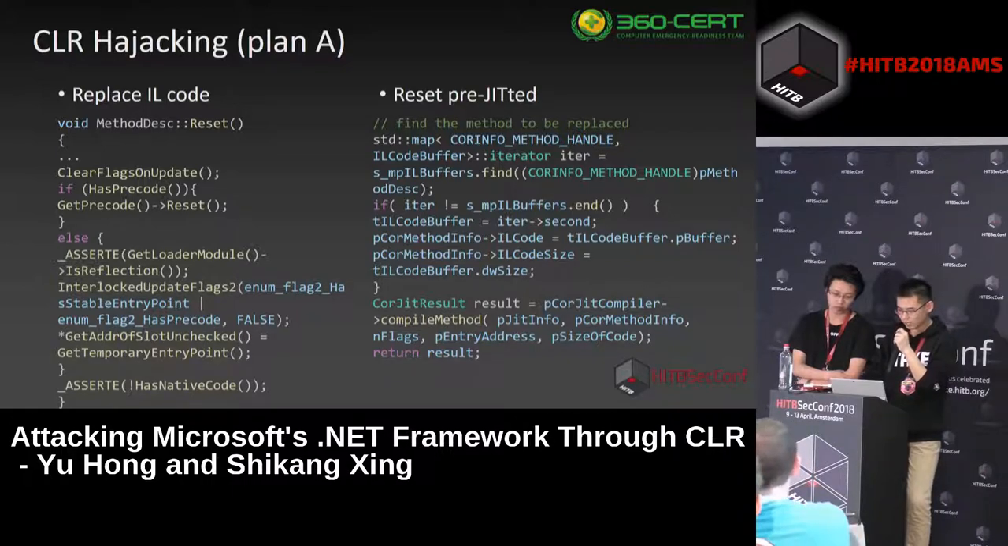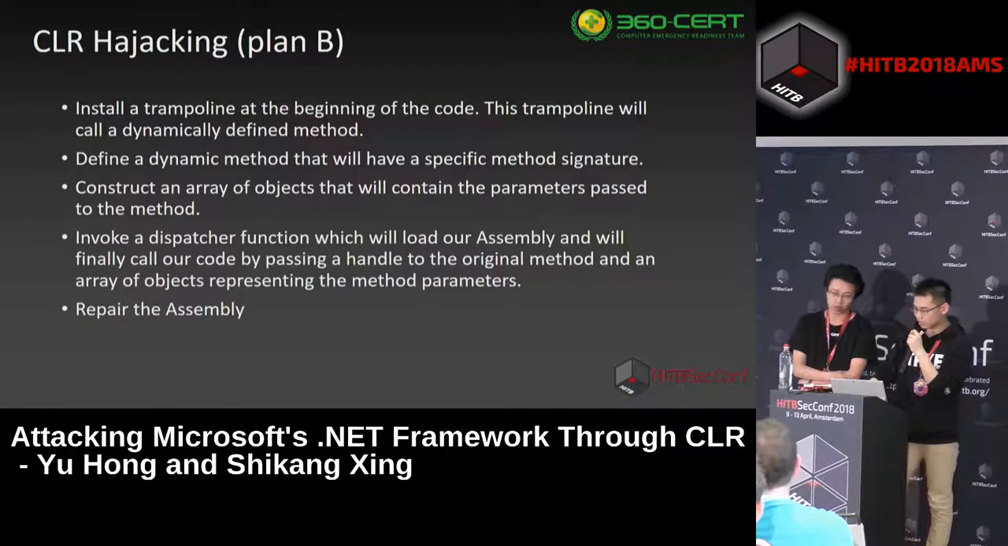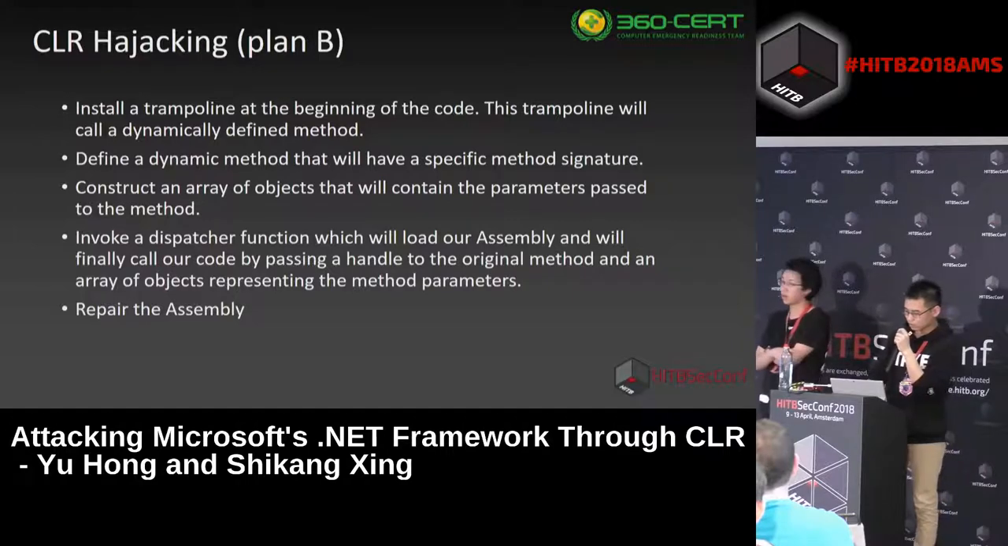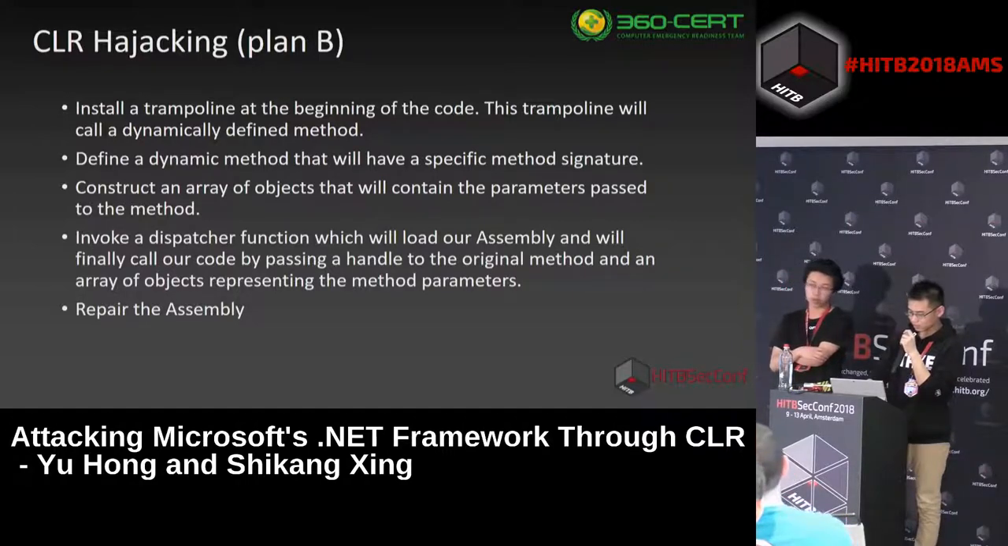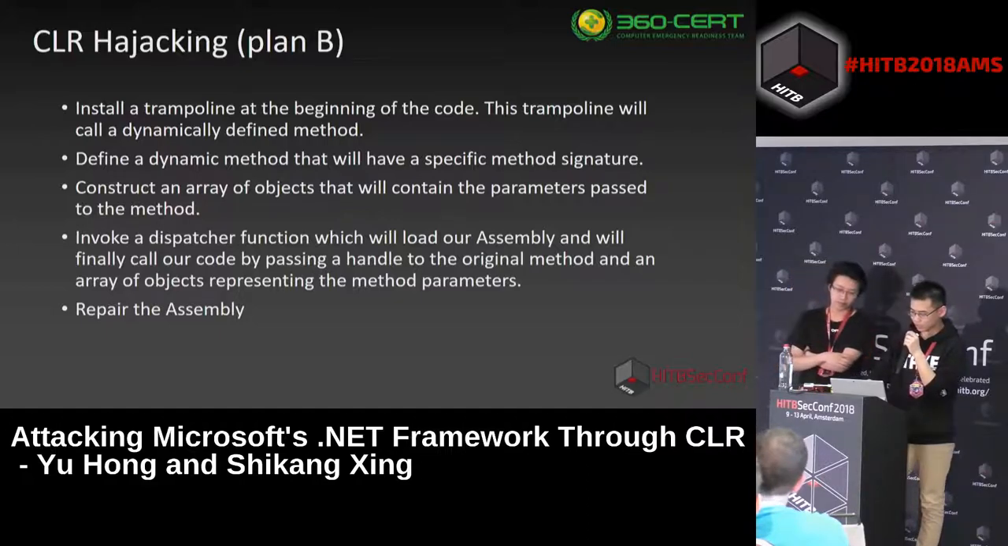However, there is a limitation in this plan. If some method would not be called, we can look at the method name through the get method function. This is possible by Plan B. Compared to plan A, Plan B uses a technology called trampolining to jump to the special dynamic code.